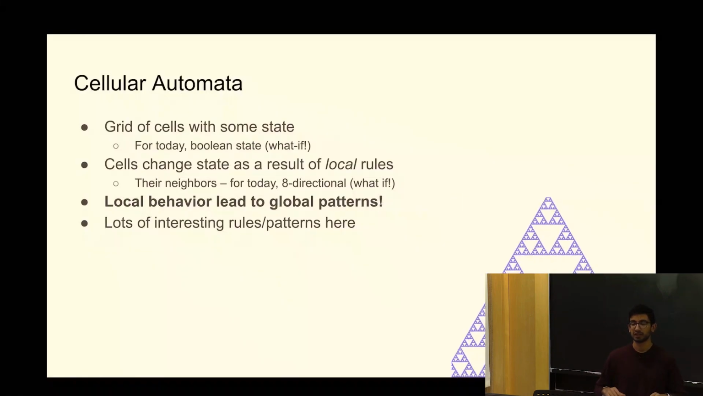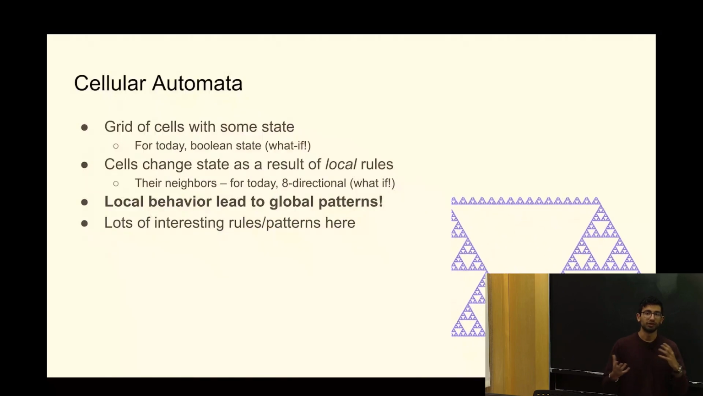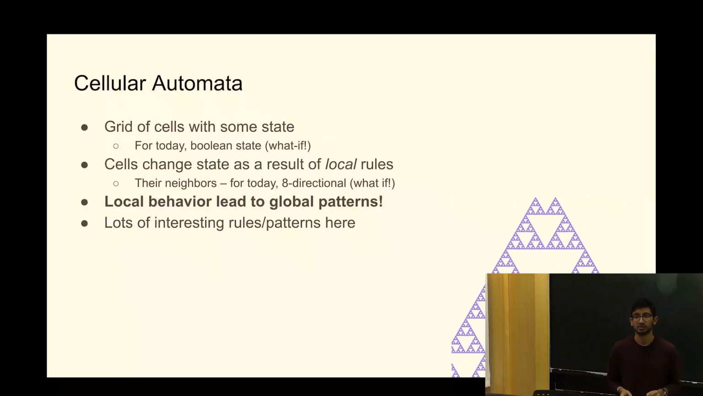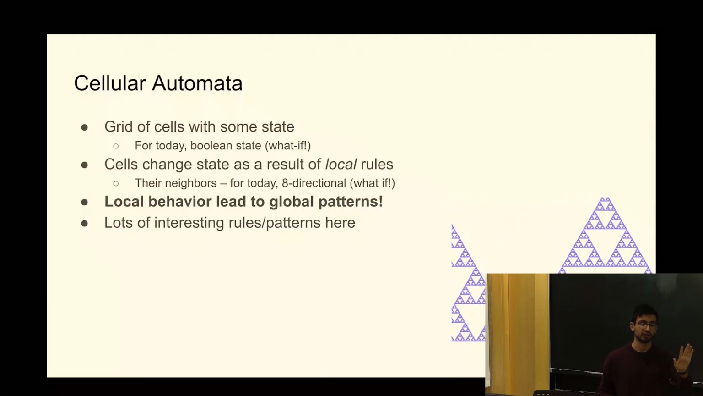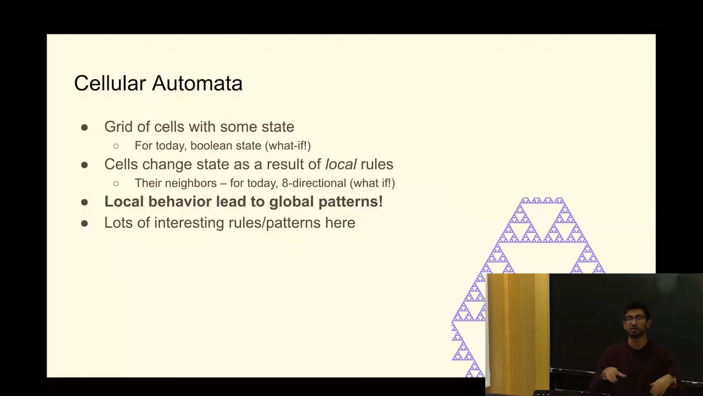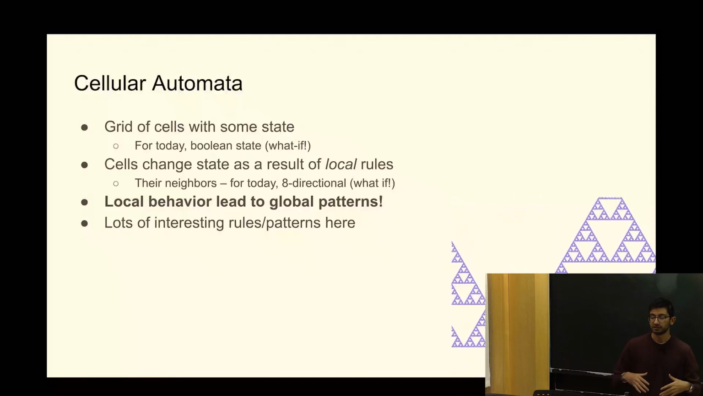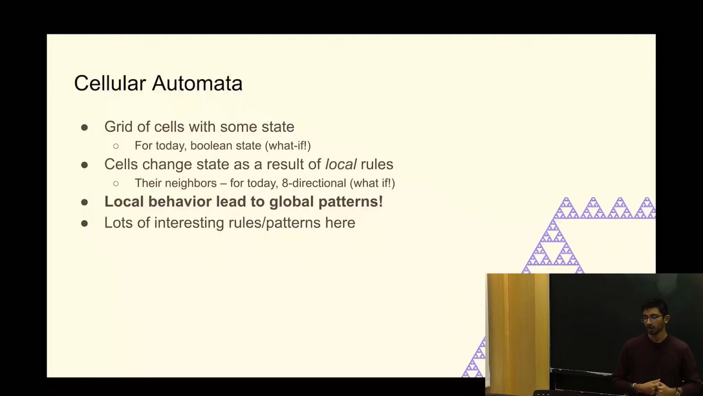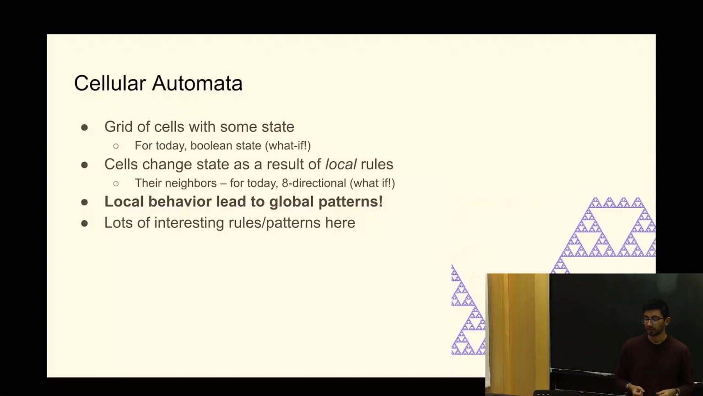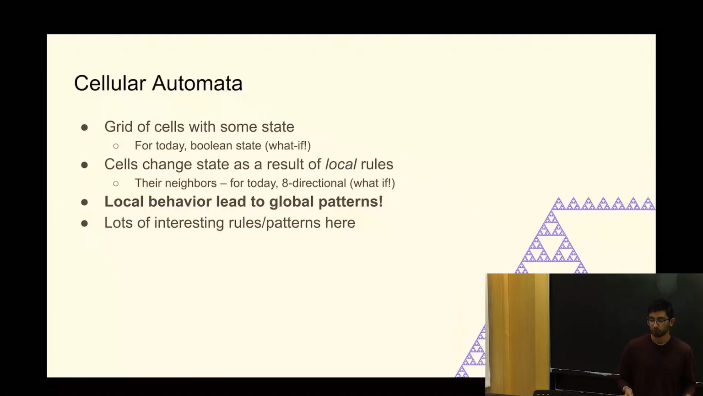So if you really just think about a grid full of squares, and each square can have one of many different states. For today's purposes, we'll only be talking about Boolean states. So each cell can either be dead or alive, true or false, however you'd like to think about that. But this grid consists of some states, and those states evolve over time. And the really important thing is that they evolve as a result of local rules, right?